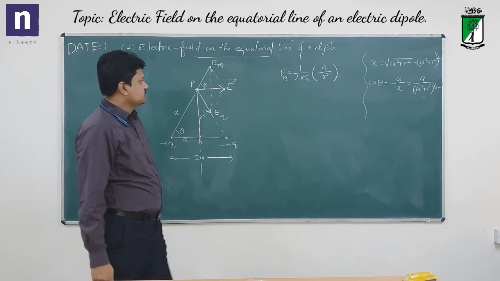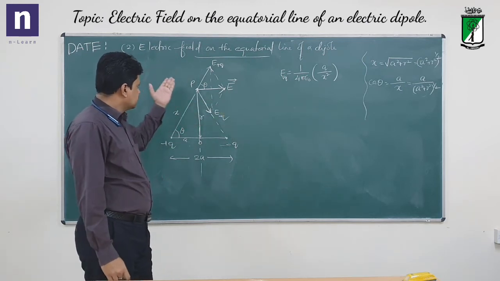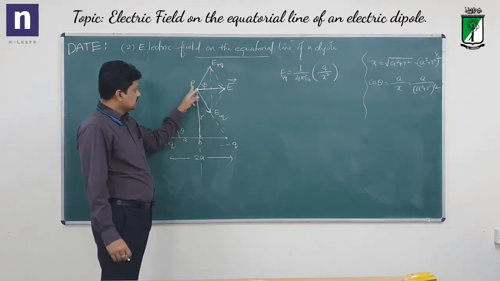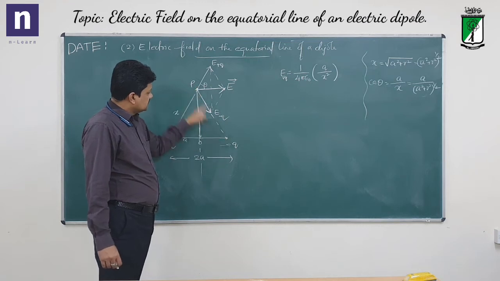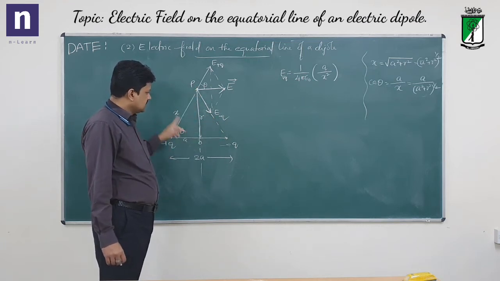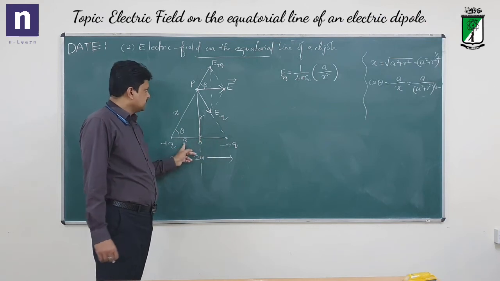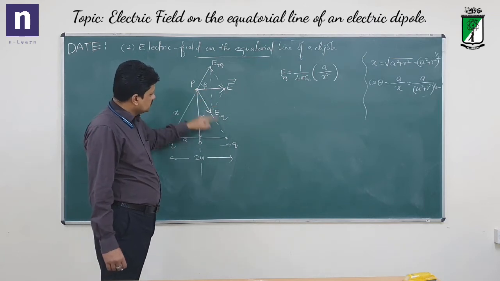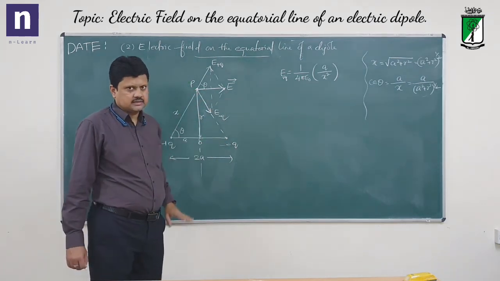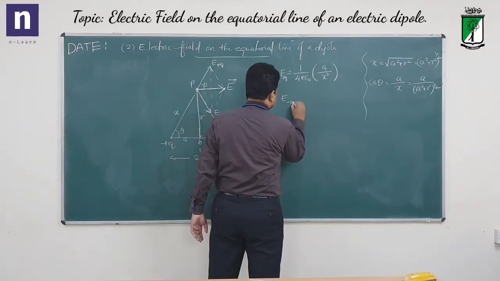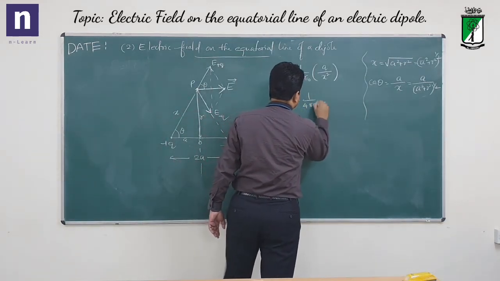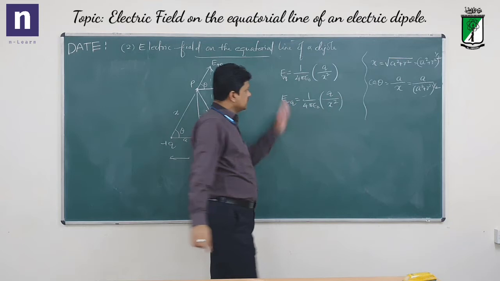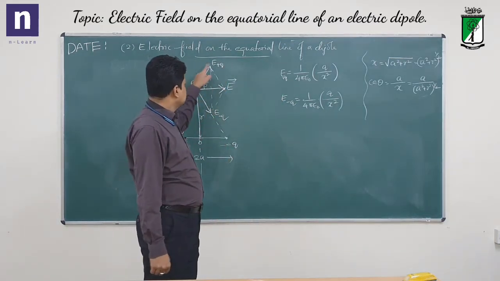E plus Q is Q divided by x square. Now same way, let us find the electric field due to minus Q. I don't think it is any different. The distance between the charge and P is x, same as this, and the distance of the charge from the center is also a. So E minus Q is 1 by 4 pi epsilon naught into Q divided by x square only. So E plus Q and E minus Q are the same. Now how do you find the resultant of these two?